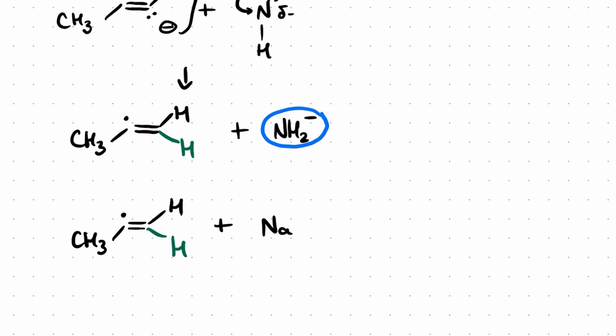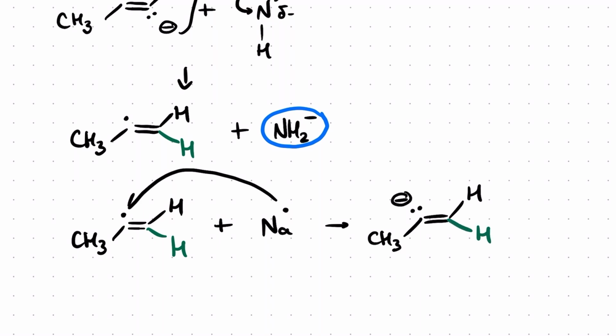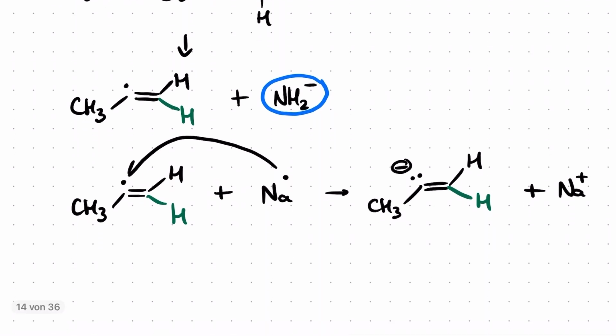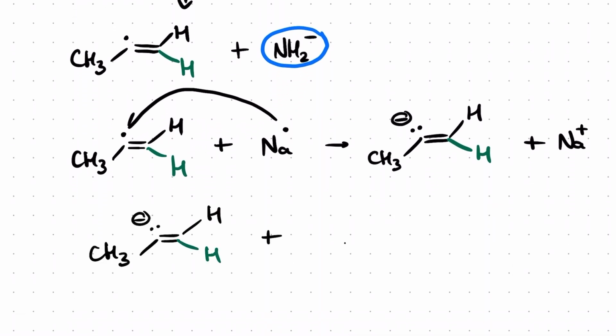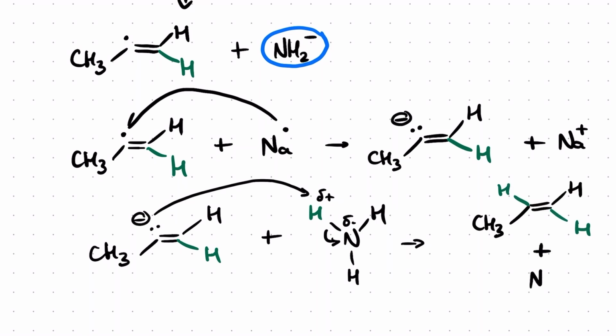Next, we have a repetition of previous steps. Our newly formed radical takes another electron from the next sodium atom, turns again into an anion, and this anion takes another hydrogen from liquid ammonia. Negatively charged carbon attacks the partially positively charged hydrogen, and as a result we get a neutral alkene as the main product and the amide anion. The amide anion finds again the sodium cation from the previous step, and they neutralize each other.